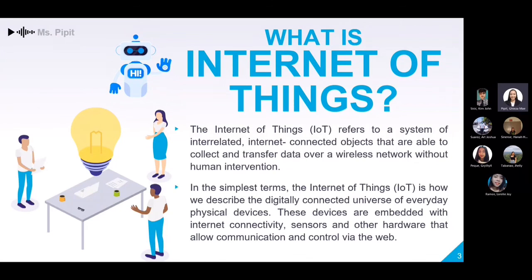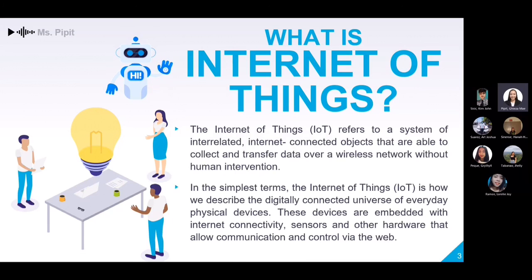Here we're going to talk about the definition of Internet of Things. So what is Internet of Things? The Internet of Things, or IoT, refers to a system of interrelated, internet-connected objects that are able to collect and transfer data over a wireless network without human intervention. In the simplest terms, the Internet of Things, or IoT, is how we describe the digitally connected universe of everyday physical devices.